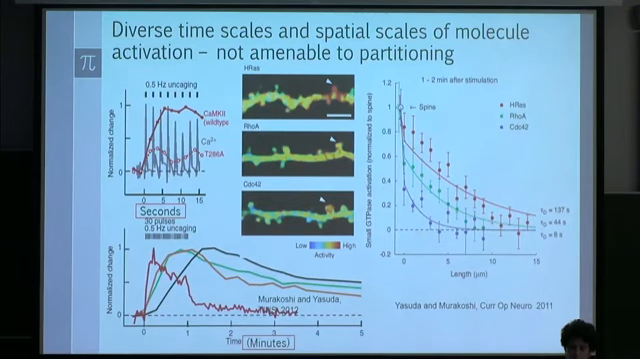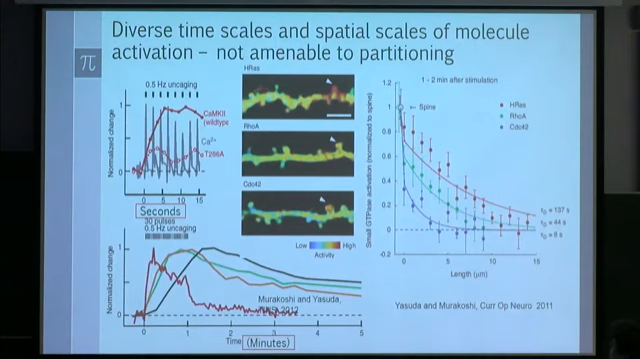But before I explain about the model, clearly there are very diverse time scales and spatial scales of the molecule activation. And so this is some research by others with some imaging showing this gray is the time scale of the calcium pulses, whereas the CaM kinase goes up much more slowly, and this is seconds. But now we could image other molecules, and some of them come back down to basal within a couple minutes. Some of them are activated for a long time. And this is showing different spatial scales.